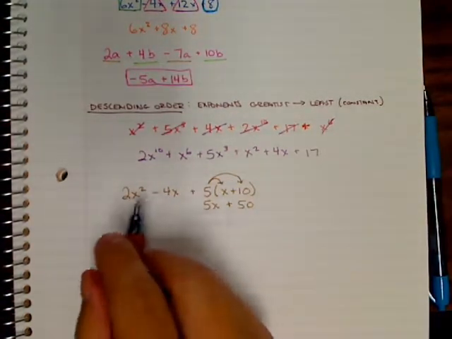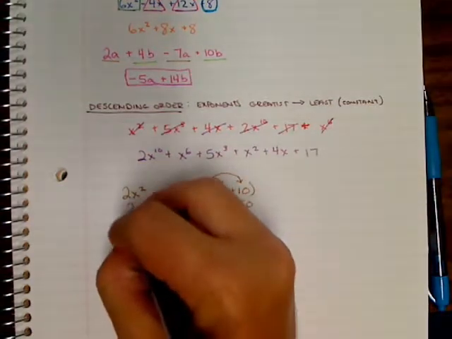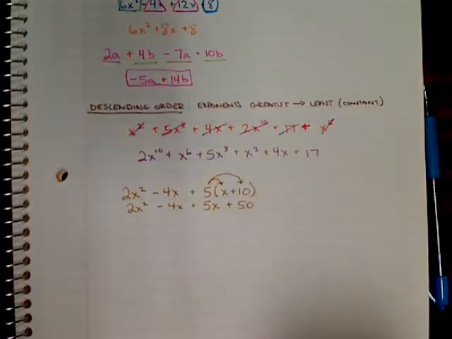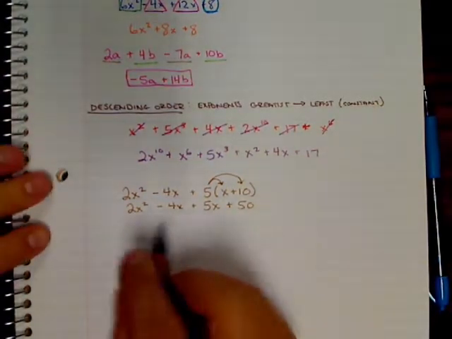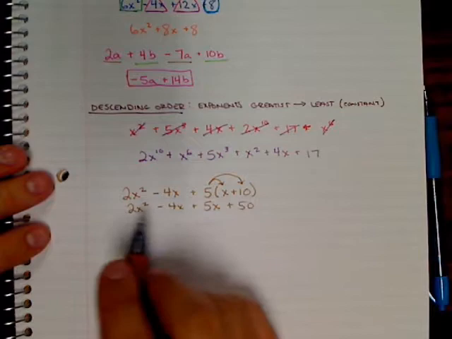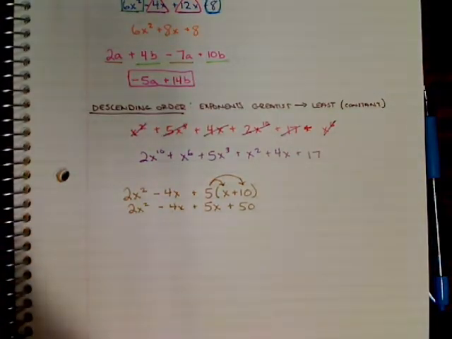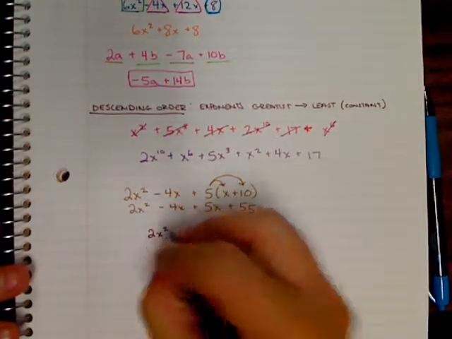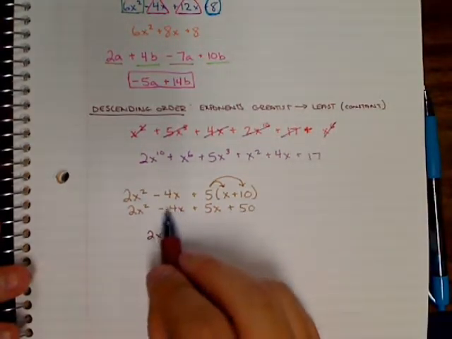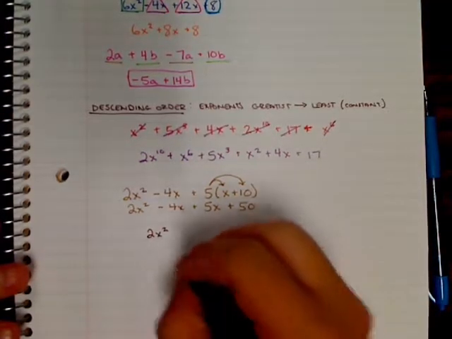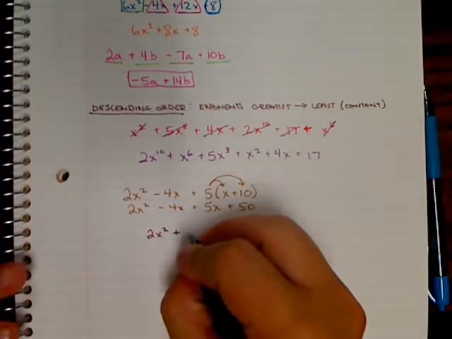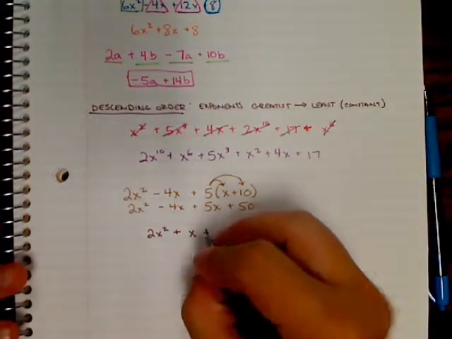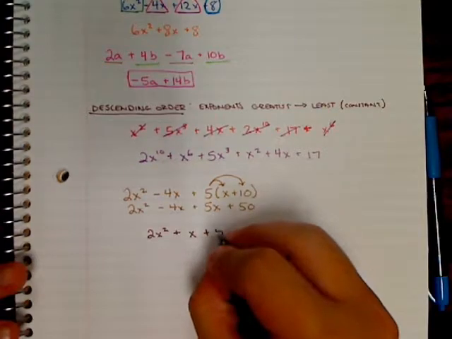So now, since I didn't do anything to these, I'm just going to drop them straight down. Okay, so then from here, I can combine like terms. There's no other x squared, so that's going to stay as 2x squared. Okay, I have negative 4x plus 5x, which will give me positive 1x. If your coefficient is 1, you don't have to put it. You can just leave it as a variable. And then there's no other constants, so that would be my answer there.